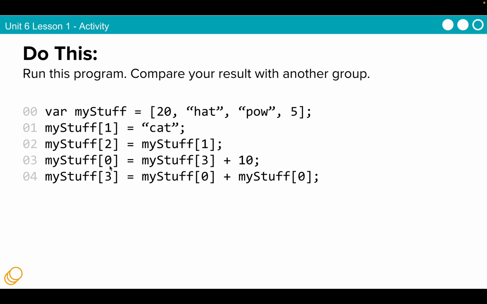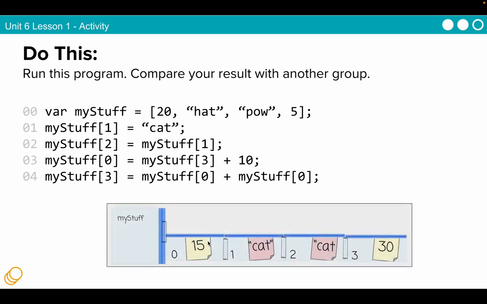Now we're going to place in spot 0 the value that we have in index 3, so 0, 1, 2, 3, 5 plus 10. So we're replacing this 20 with the number 15. So we should have 15, cat, cat, 5. But now we're going to replace that 5 at index 3 with the new value in index 0, which is 15, plus 15. So at the very end, we should have 15, cat, cat, 30.